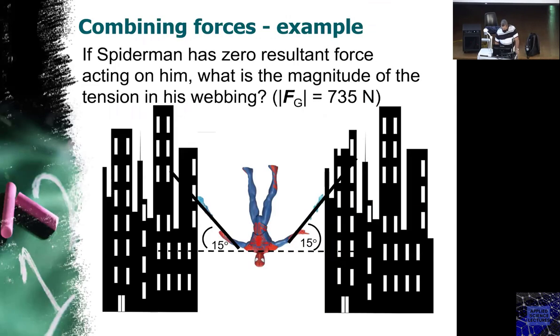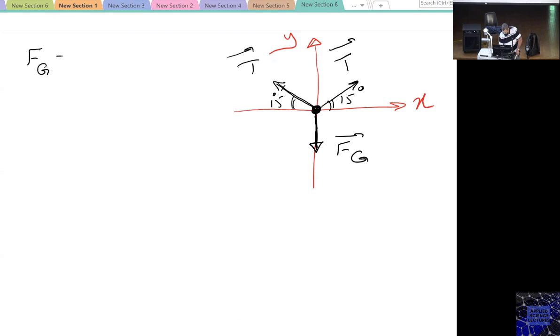So what do we know? We know the magnitude of the gravitational force to be 735 newtons. So Fg is 735 newtons. So dealing with vectors, again, we need to get their components. And then since Spider-Man is stationary, those forces are going to cancel each other or balance out. So if I project them on the X and on the Y, then I can say that sigma of the forces on the X should equal zero.